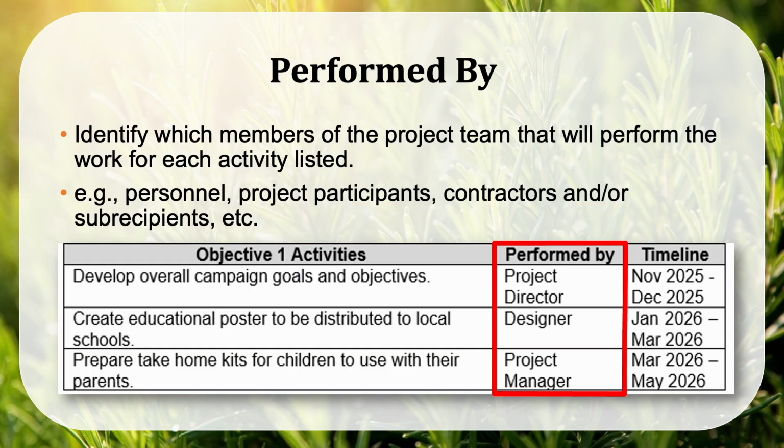The Perform By column of the table is where projects will identify which member or members of the team will be doing the work for each activity listed. Examples of those who can be included are personnel, project participants, contractors, and/or subrecipients. Please make sure that each individual performing the tasks is listed by their title rather than referring to them by their name, as illustrated in the example. If multiple individuals have the same title, distinguish them by using a number after their title, such as Project Director 1, Project Director 2, or by including their last name along with their title.